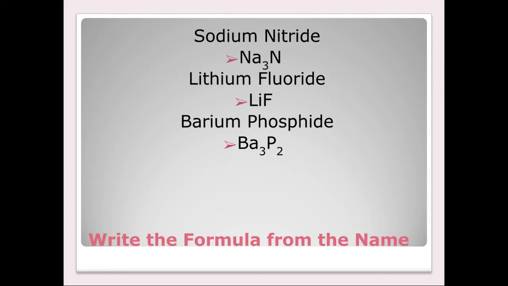And then finally, we have magnesium sulfide. A magnesium ion has a +2 charge. A sulfide has a -2 charge. So if we crisscross, we would get Mg2S2. In that case, we need to reduce.